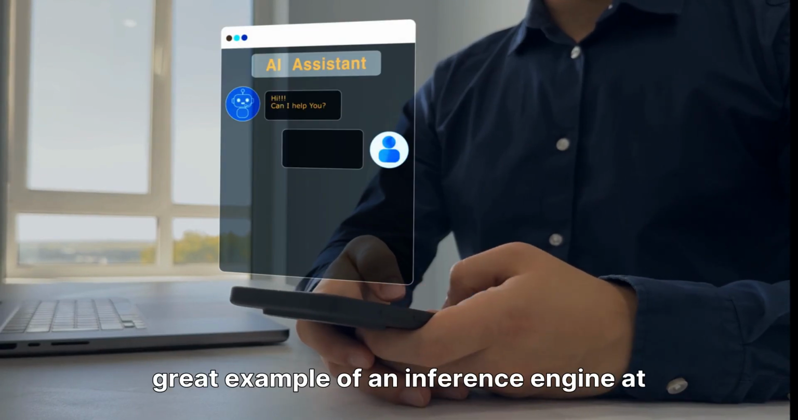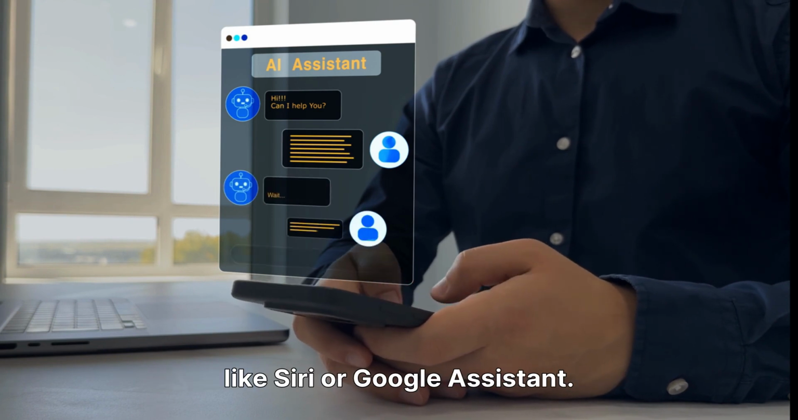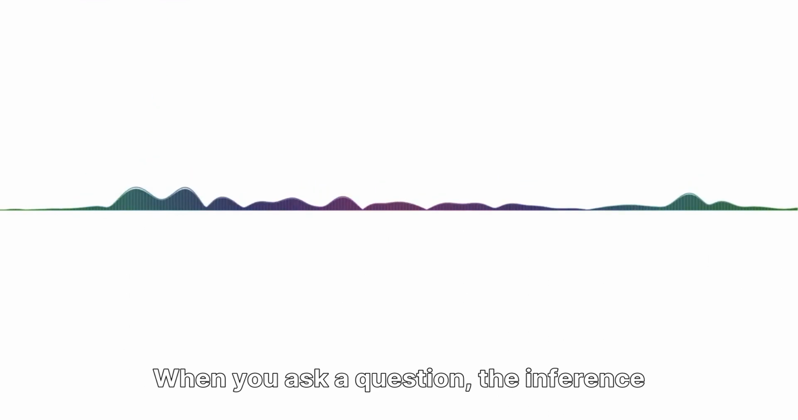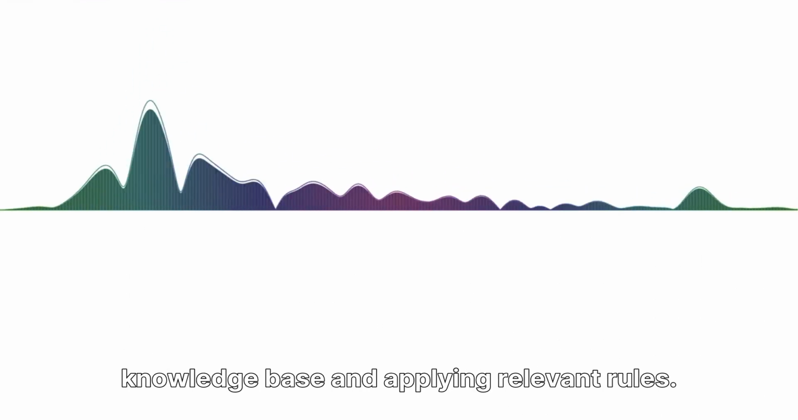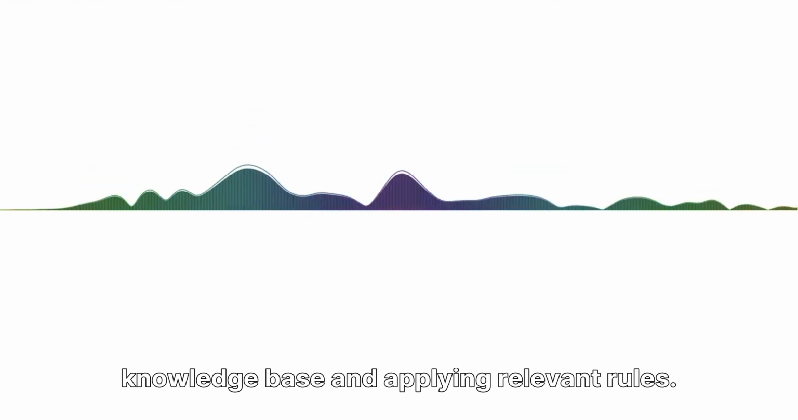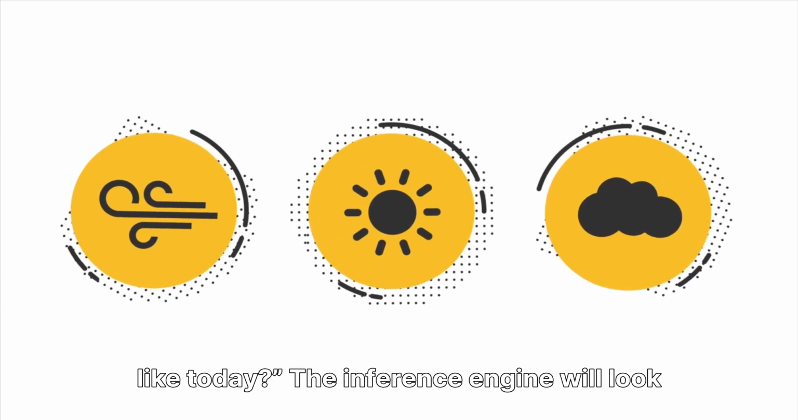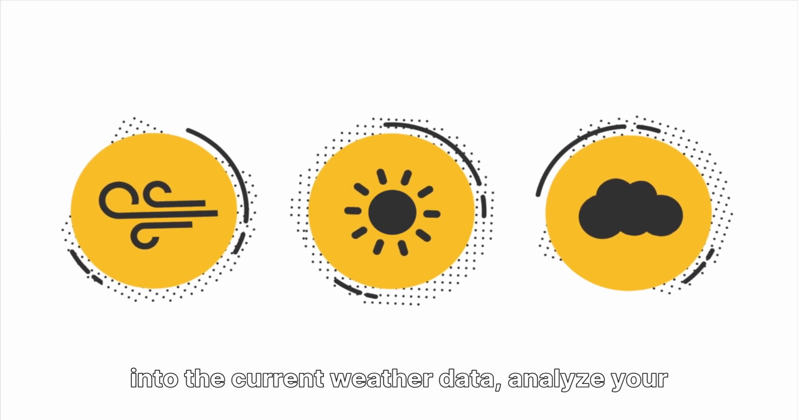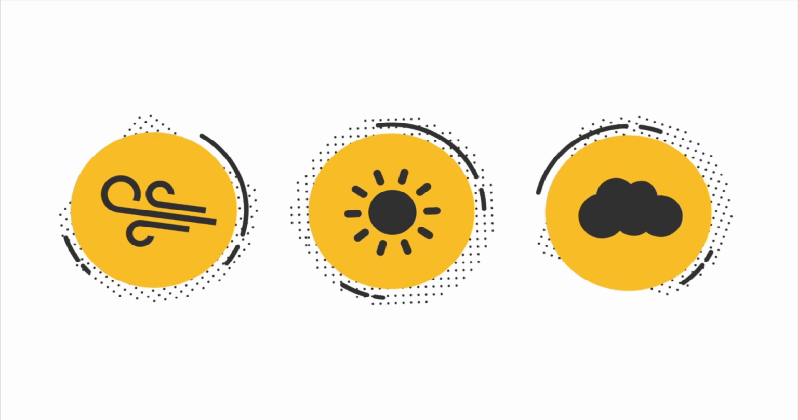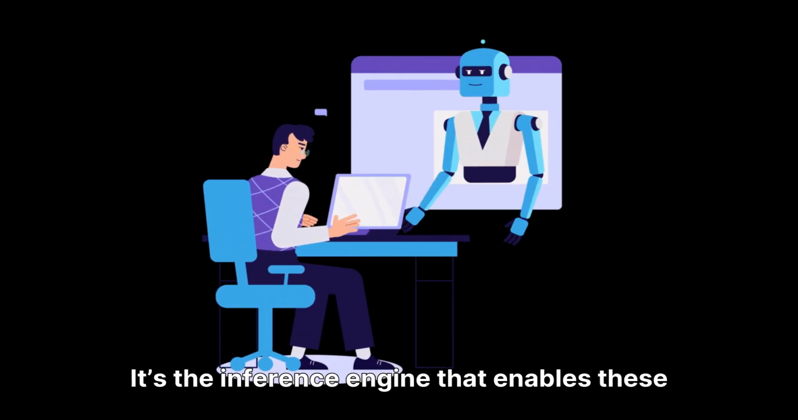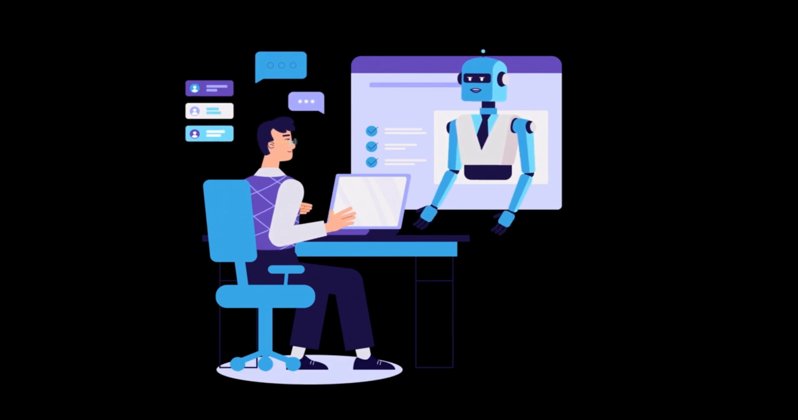Another great example of an inference engine at work is in chatbots or virtual assistants like Siri or Google Assistant. When you ask a question, the inference engine processes your input by referencing its knowledge base and applying relevant rules. Let's say you ask, "What's the weather like today?" The inference engine will look into the current weather data, analyze your location, and respond with the appropriate forecast. It's the inference engine that enables these virtual assistants to understand context and provide relevant answers.